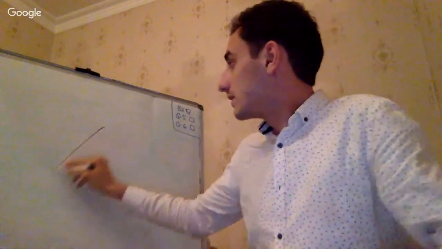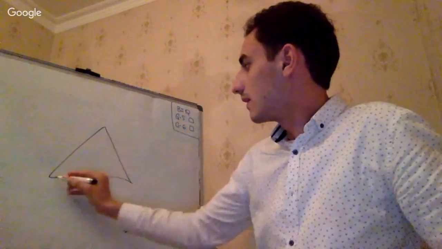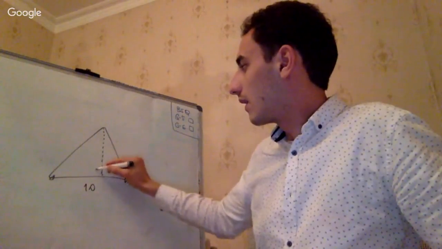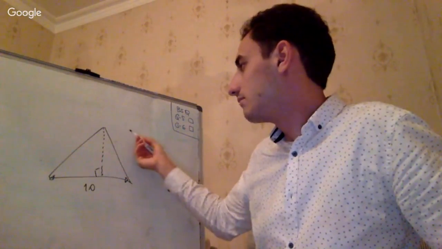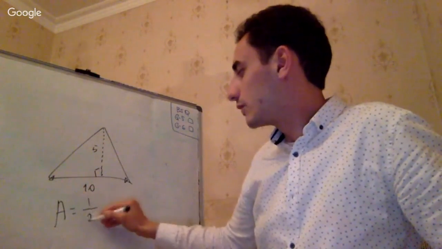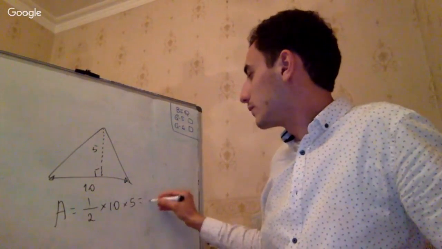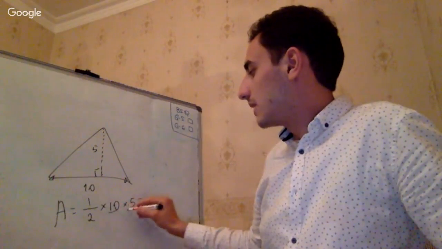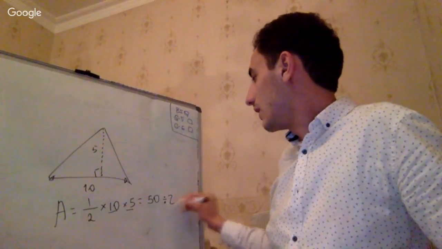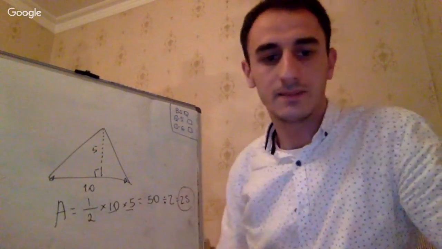Okay. This is my triangle. Let's say this side is 10, and the height is, let's say, 5. The area is equal to 1 over 2 multiplied by 10 multiplied by 5. And that's equal to 10 multiplied by 5, which is 50. 50 divided by 2 is 25. The area is 25, sorry.